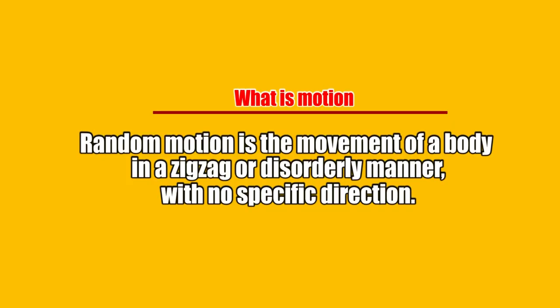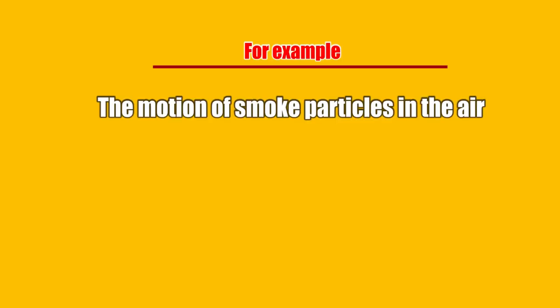First, what is random motion? It is the movement of a body in a zigzag or disorderly manner with no specific direction. Take, for instance, the motion of smoke particles in the air.